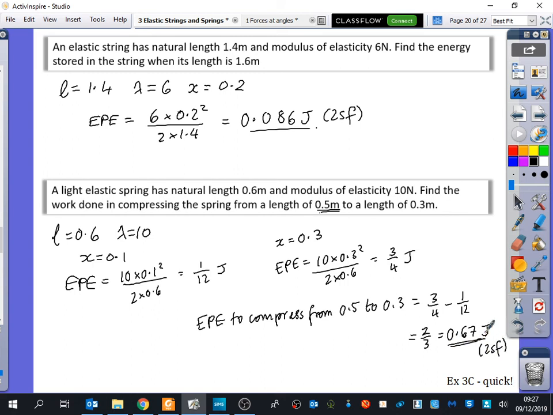So we can't take an average of this one. We actually have to find out what was the energy that took it down to that compression, what was the energy that took it down to that compression, and then work out what was the energy that took it from this compression to this compression. We can't just do it linearly because of the fact that it's got an x squared in there, okay?